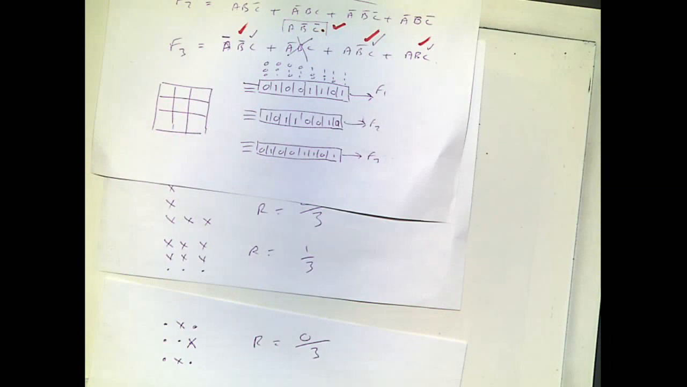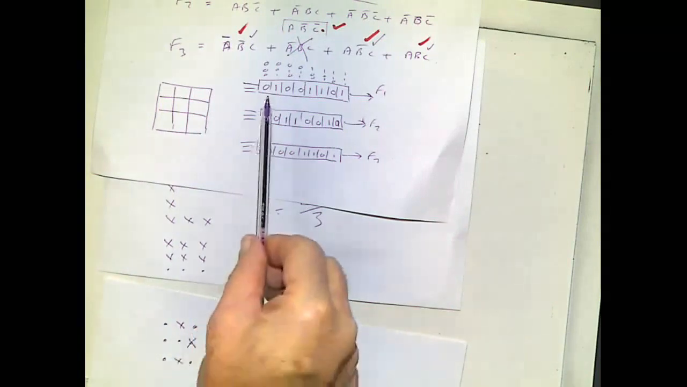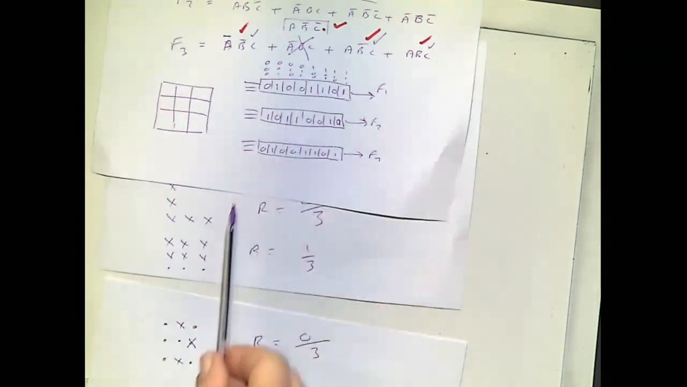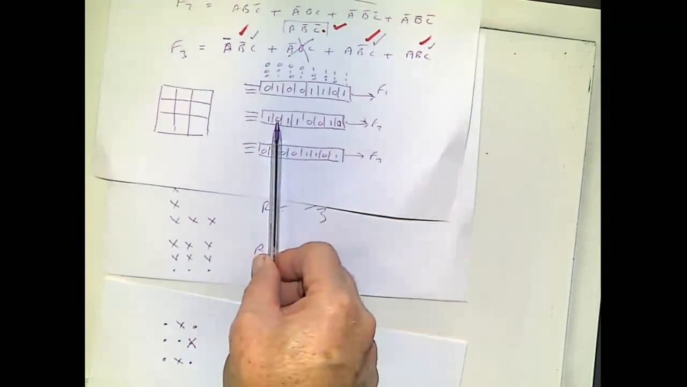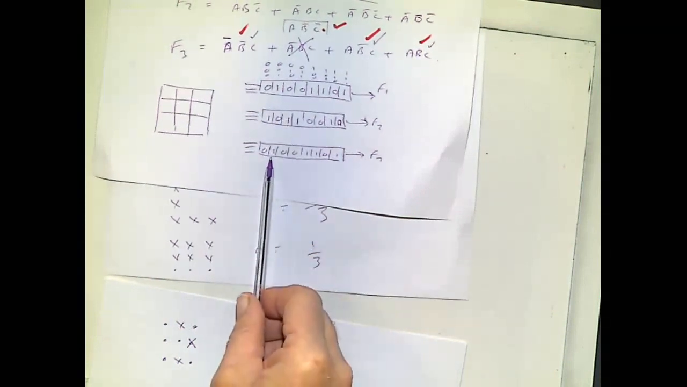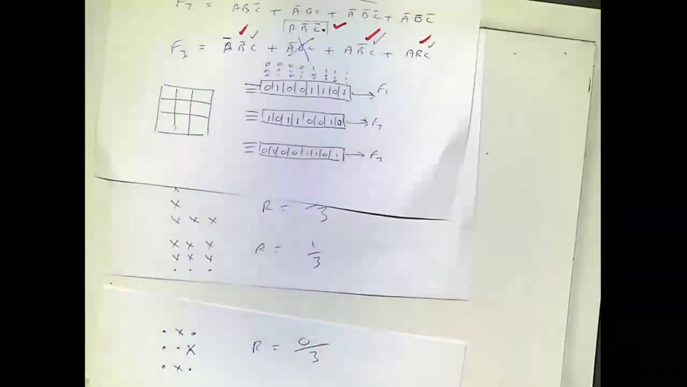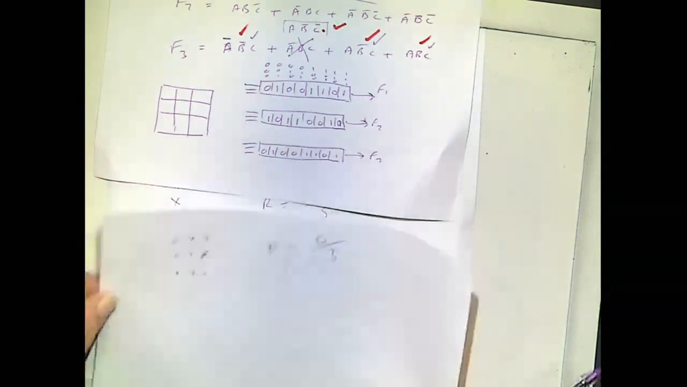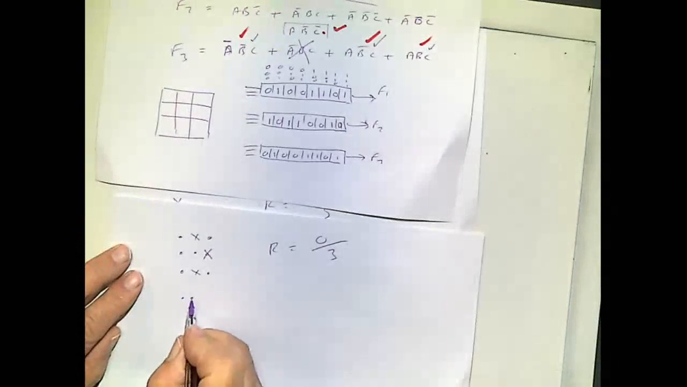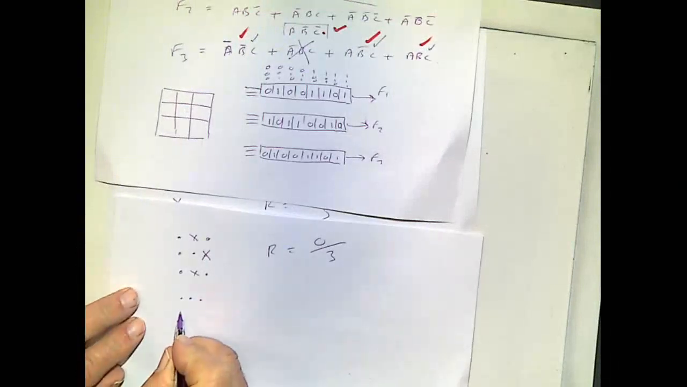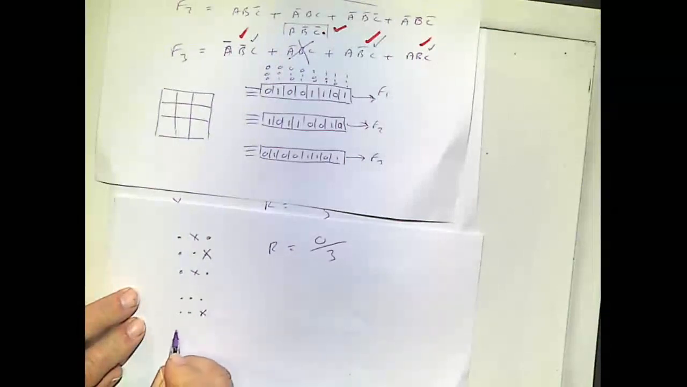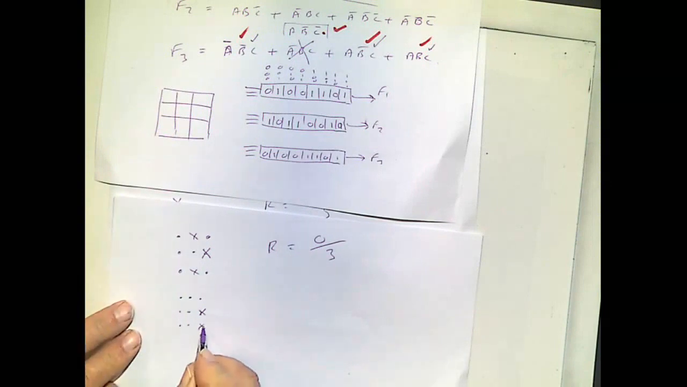The top row is address 2, and address 2 in the top function will output a naught. 001 will address location 1, that's a naught, and 010, which is 2, will give me another 0 pattern.